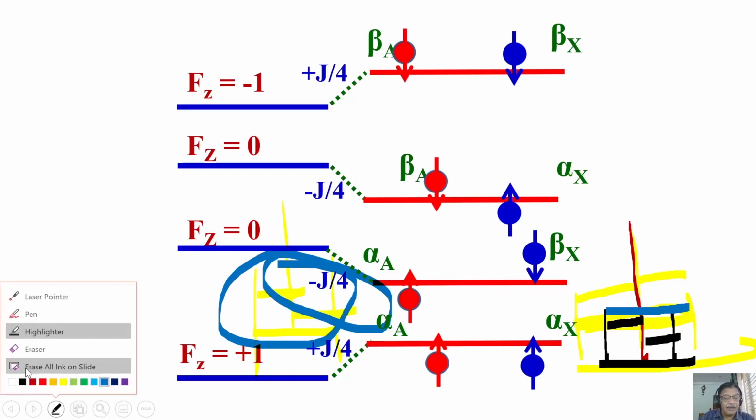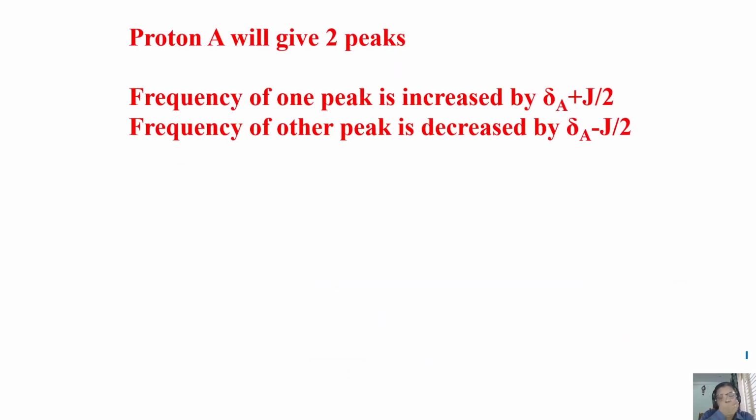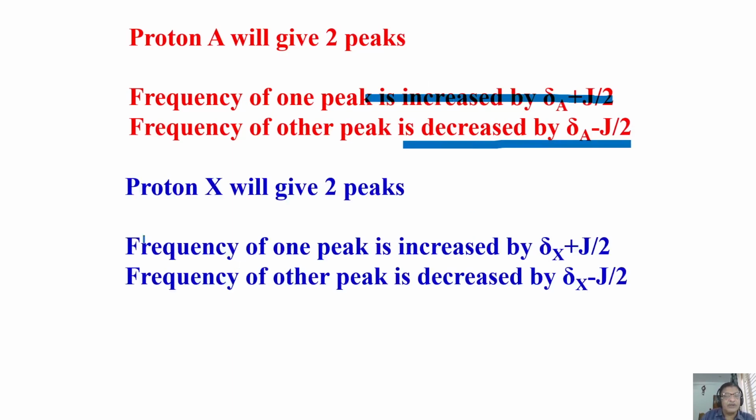Please remember, what you are seeing here is exactly the same. Okay? Are you understanding? This is what it is. So now 1, 2 and 3, 4, there are four transitions observed. What did you understand? Proton A will give two peaks. Frequency of one of them is increased by J by 2 and frequency of the other is decreased by J by 2.